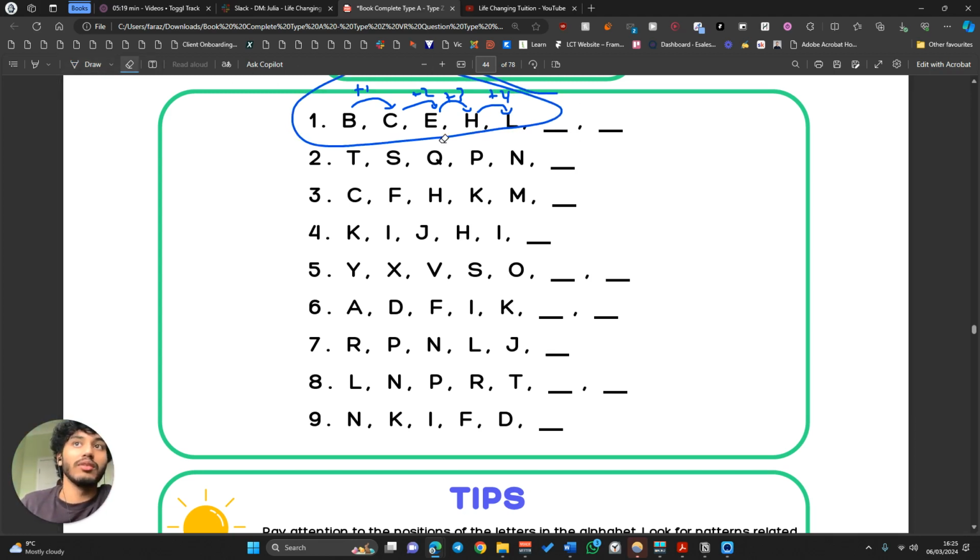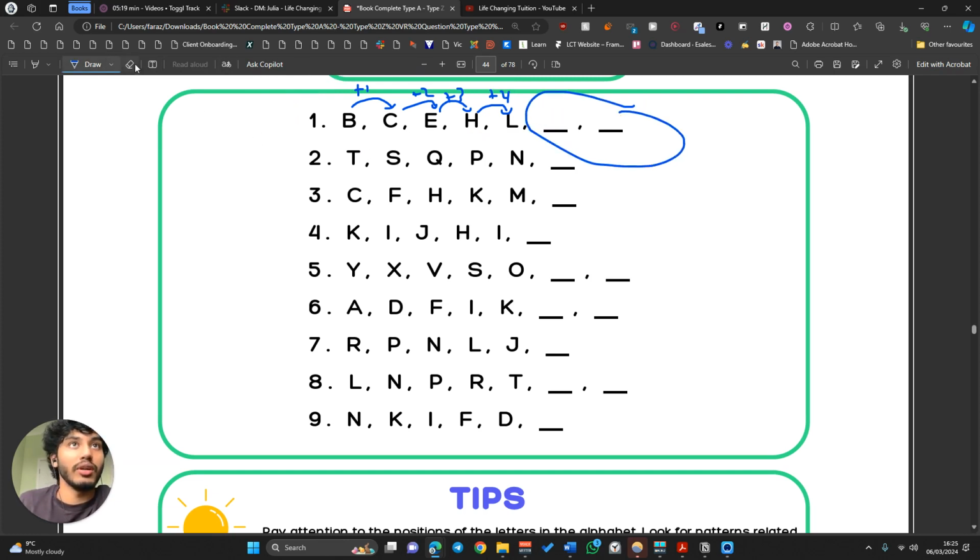There's nothing else we need to do. All we have to do is apply it to these next two answers. And you can see here it's asked us for 2 of them. So this one's obviously going to be +5 because it's getting bigger each time. This one's going to be +6.